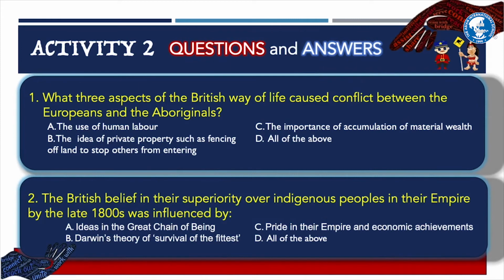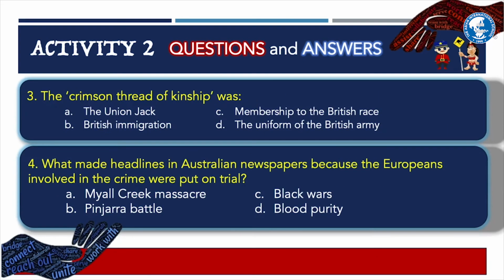Let's check your answers. Number 1. So what 3 aspects of the British way of life caused conflict between Europeans and the Aboriginals? That's the answer? Okay, that's letter D, all of the above. Okay, next, number 2. The British belief in their superiority over indigenous peoples in their empire by the late 1800s was influenced by? It's also letter D, all of the above. Okay, next. 3. The crimson thread of kinship was? Letter C. Okay, membership to the British race or blood links with Great Britain.